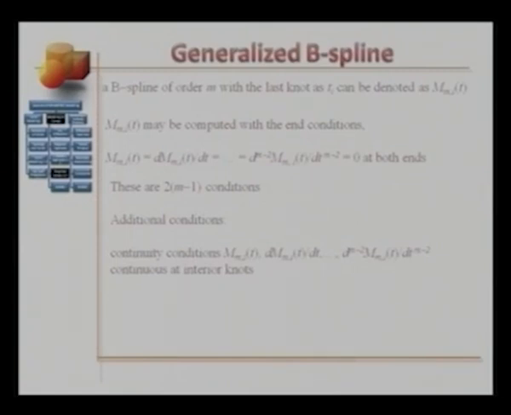We will have additional conditions as well, and they would correspond to those at the junction points. There would be the continuity conditions, the position, slope, the second derivative, and so on and so forth, up till the m minus 2th derivative. They should all be continuous at the junction points over the interior knots. Once again, go back to the definition of spline. A spline of order m is C to the m minus 2, continuous everywhere.